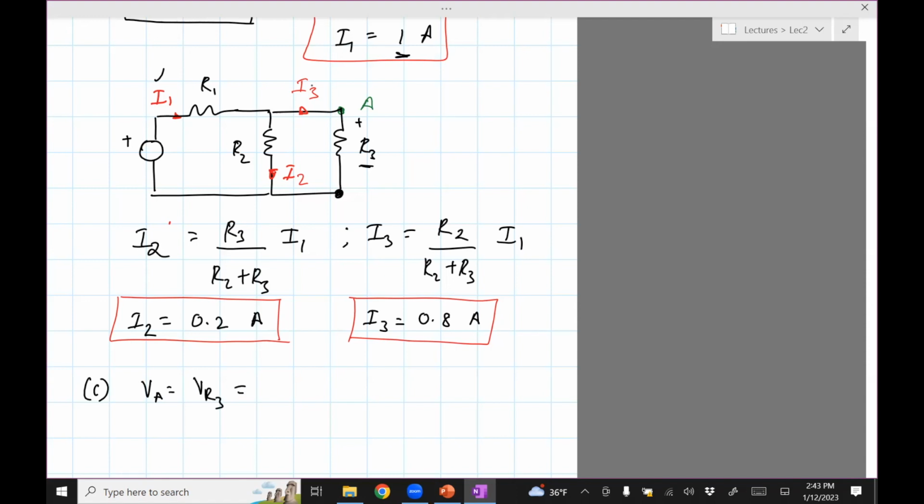But the voltage across R3 is the current through R3 times resistance R3. So I3 is 0.8, and R3 is 5. So that's 4 volts. So VA is 4 volts.